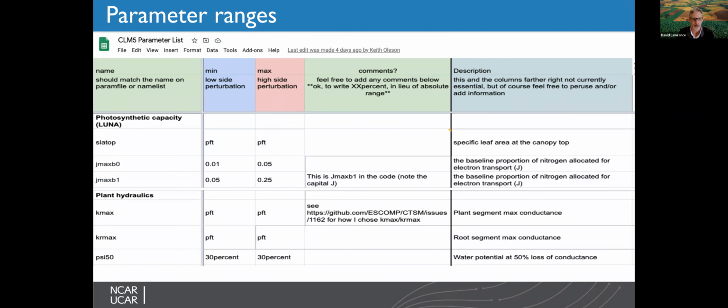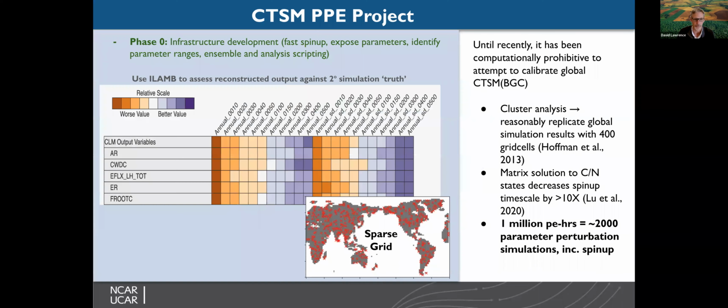If it's a PFT level parameter, we have a separate tab on here, which would take you to the high and low values for each plant functional type. And we have notes, and we have been tracking this, and we can adjust these values as we learn more about the system. So this in and of itself is a really useful byproduct of this effort, to have some understanding even of what the parameters all are within the model.